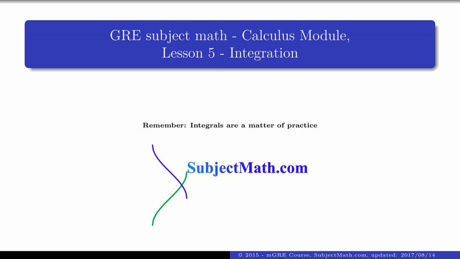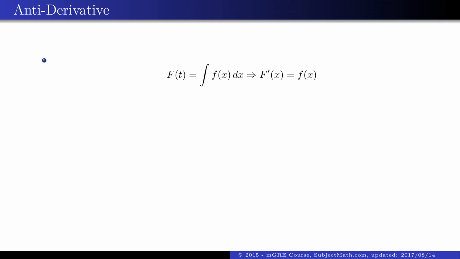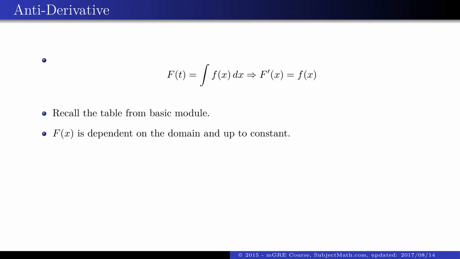Hello everyone. This is how we denote the antiderivative of f, capital F. The table from the basic module of useful derivatives is also a table of useful antiderivatives. The antiderivative may be different when considering different domains and always is set up to a constant.